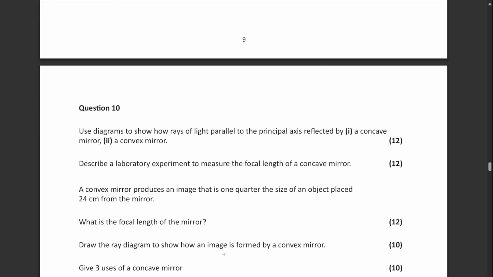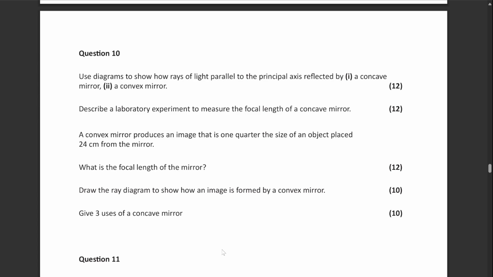Okay, this is a very short question. What's going on here? Use diagrams to raise parallel principal axis by concave convex mirror. Okay. Focal length of concave mirror. Oh, parallel. Okay, so this one's just asking essentially this, but with another ray.